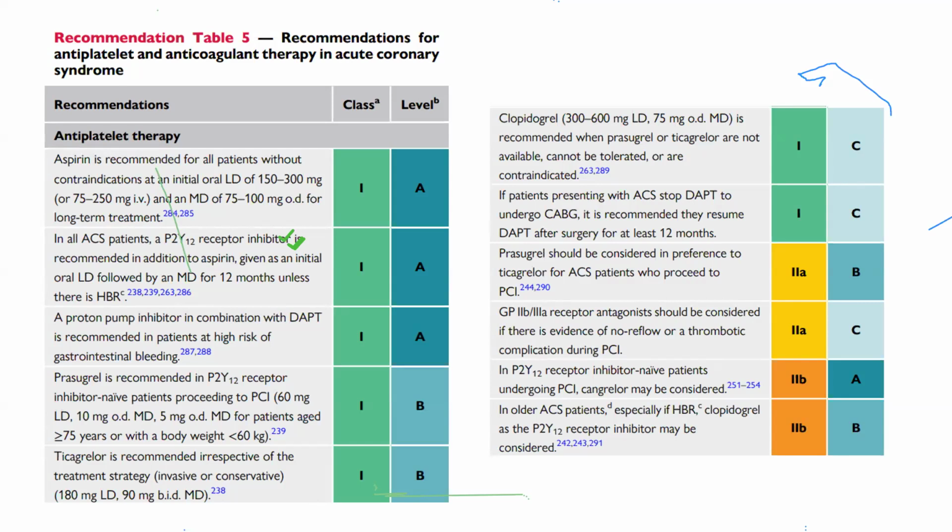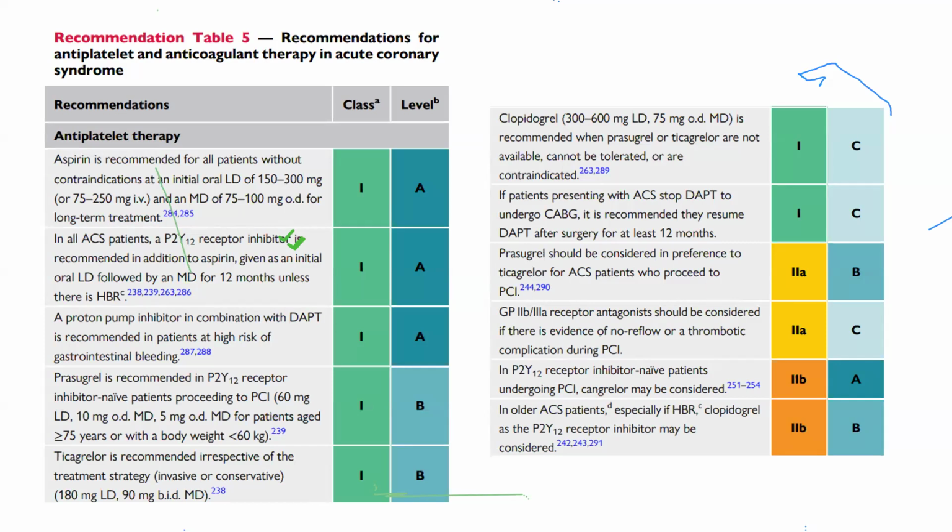Prasugrel should be considered in preference to ticagrelor for ACS patients who proceed to PCI. That's a 2A. And the GP2B3A receptor antagonist should be considered if there is evidence of no reflow or thrombotic complications. So they are usually used when there's complications as a rescue. They are not used routinely. In P2Y12 receptor inhibitor naive patients undergoing PCI, cangrelor may be considered, which is the intravenous form of a P2Y12 inhibitor. That's a 2B.